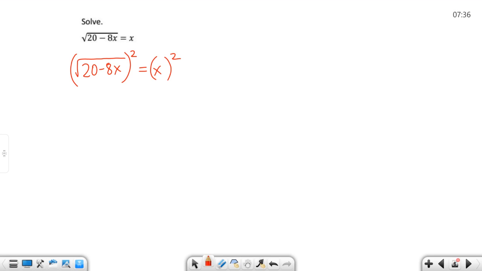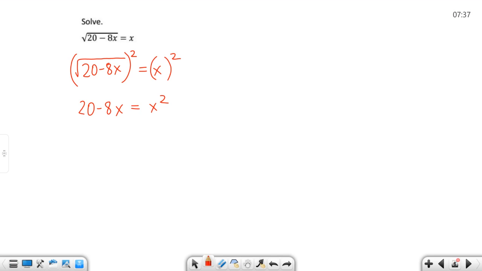So then what is the square root of something squared? Well, it's just the something. Equals over here x squared. So if you square the square root, the radical goes away, and you end up with 20 minus 8x on the left, and on the right side, x squared is, you guessed it, x squared. Now, we go into how we solve these things, whether it be by factoring or some other method, quadratic formula, or whatnot, some method that you have there.